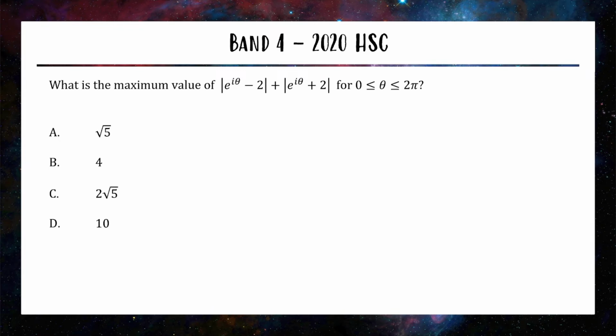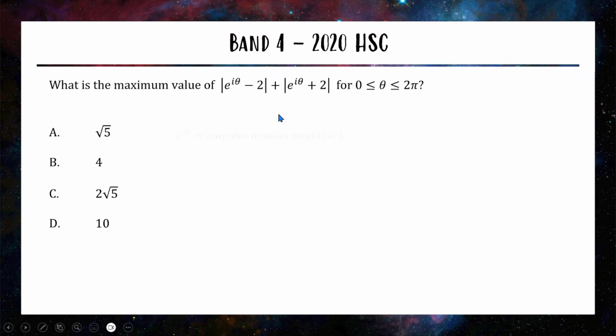Okay, another multiple choice question. We've got, what is the maximum value of modulus of e to the i theta minus 2 plus modulus of e to the i theta plus 2 for theta between 0 and 2 pi? Okay, this is a question where online the solution that I looked at to check mine was very algebraic and looked very confusing. I actually found this question much simpler to approach from a geometric standpoint, okay?